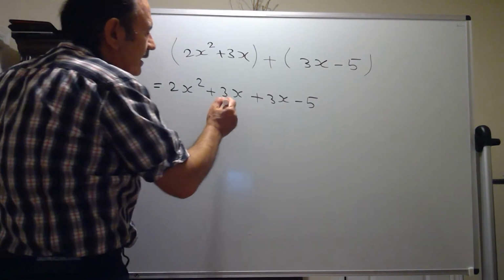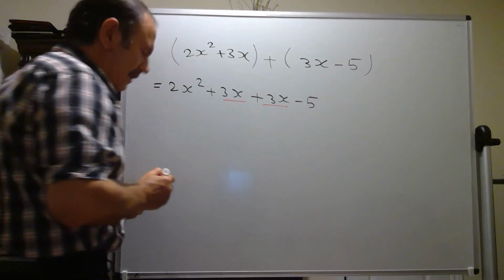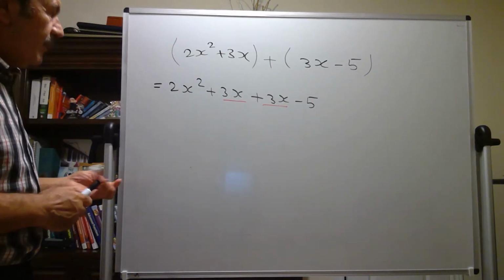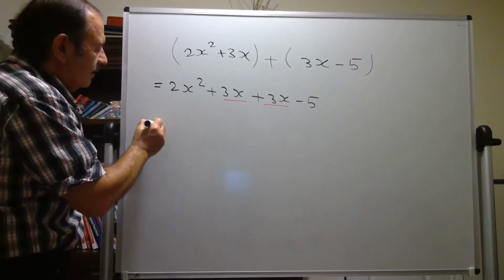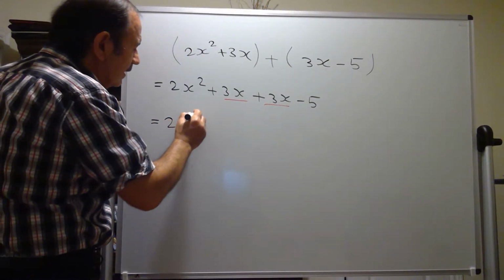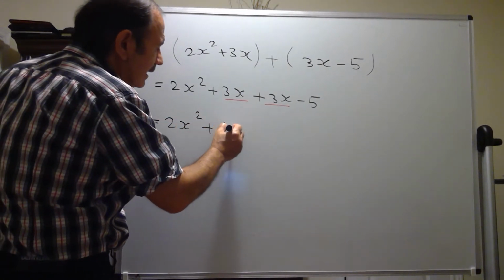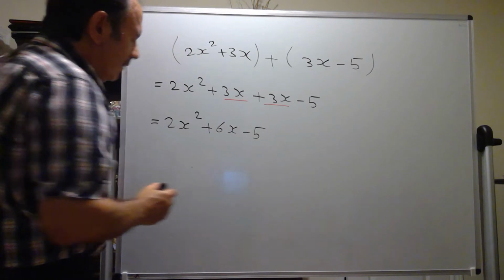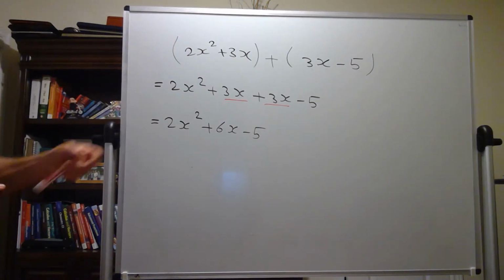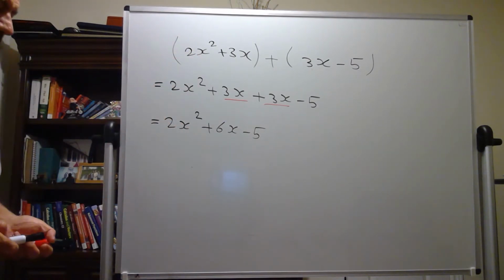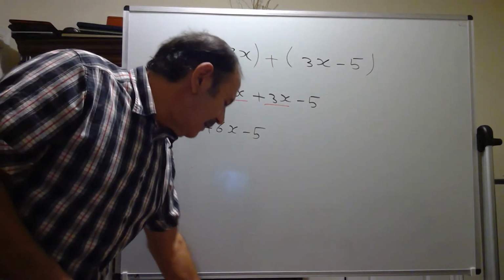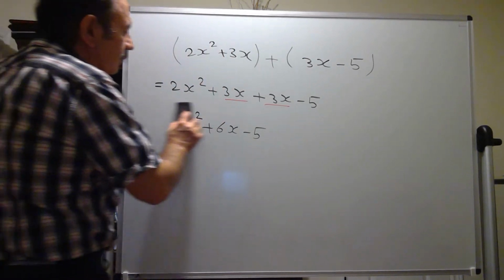This 3x and this 3x are like terms, so we can add them. The final result is going to be 2x squared plus 6x minus 5. So this is the addition of polynomials. Let's do one more example of addition of polynomials.